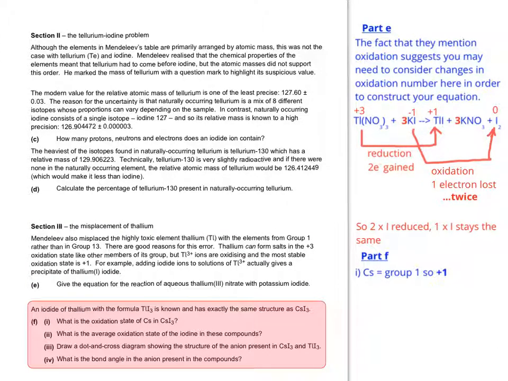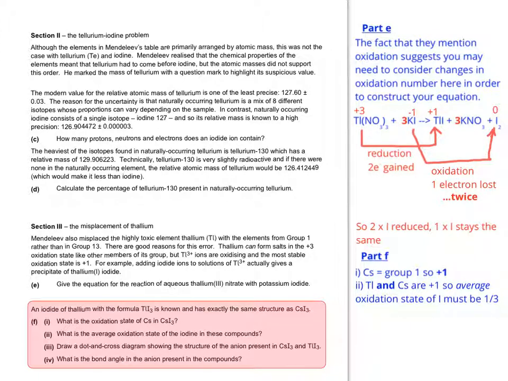So it asks for the oxidation state of cesium in cesium iodide. Now cesium is group 1. Group 1 only ever give +1 oxidation states. So it says in the question that the most stable oxidation state of thallium is +1. We've already worked out that cesium is +1. So therefore the oxidation state of iodine must be a third, the average oxidation state. Notice they said average oxidation state, not actual oxidation state. So this is designed to throw you a little bit.